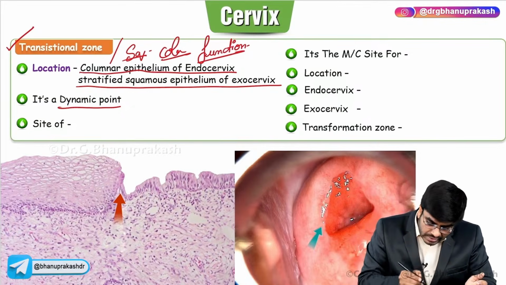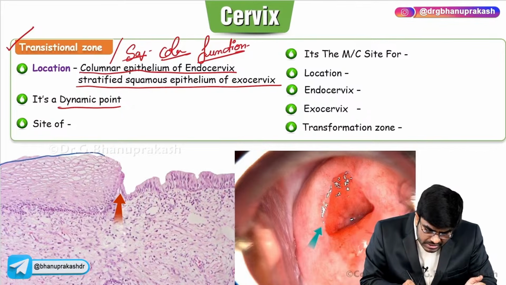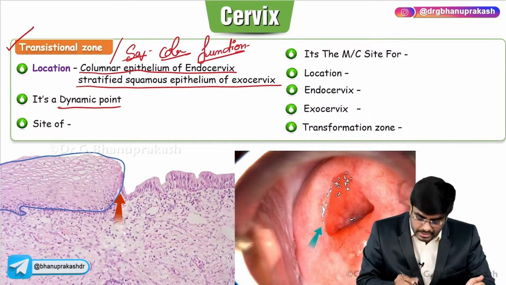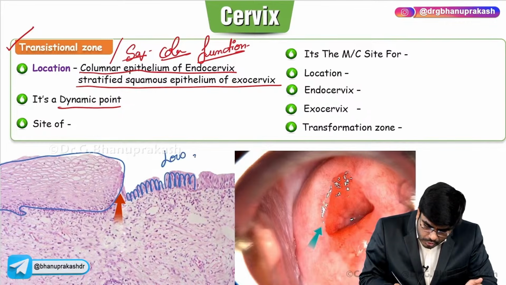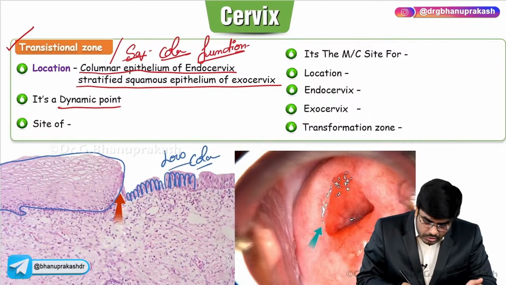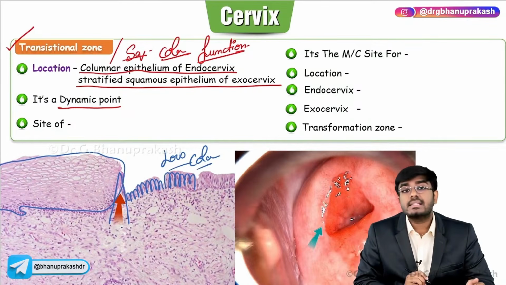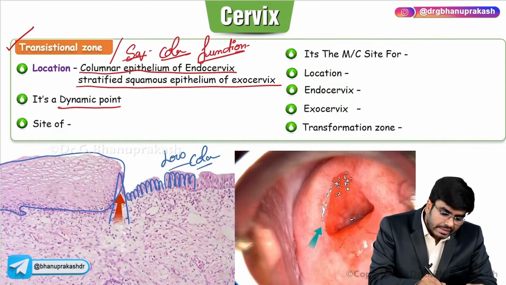And in this image, you can clearly see that this is the stratified squamous epithelium, and these are the tall columnar epithelium. Okay, these are the low columnar epithelium. So this junction is known as the squamocolumnar junction or transition zone.